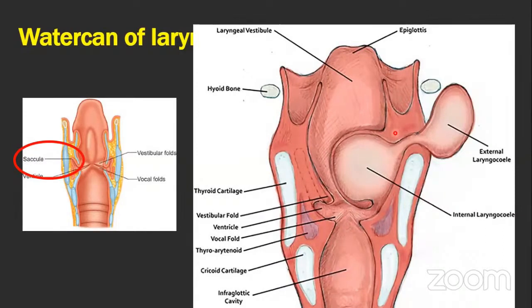And the investigation of choice is preferably MRI, done with and without Valsalva maneuver. That is the investigation. Because it is soft tissue, it is better seen with an MRI rather than a CT scan. So, the saccule of the larynx is acute, and when distended, it can present as an internal laryngocele, or if it is going through the thyrohyoid membrane, then it becomes an external laryngocele.